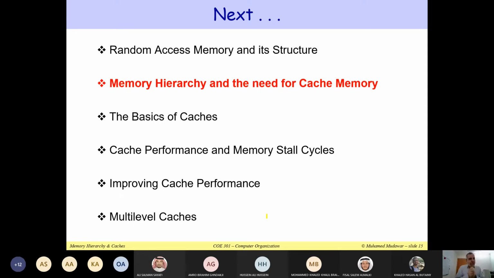My next topic will be about memory hierarchy and why we need to have cache memory. Now, cache memory is not DRAM, it is static RAM, and it does not require any refreshing. And it has a much better access time. It's a cache memory which is inside the CPU.